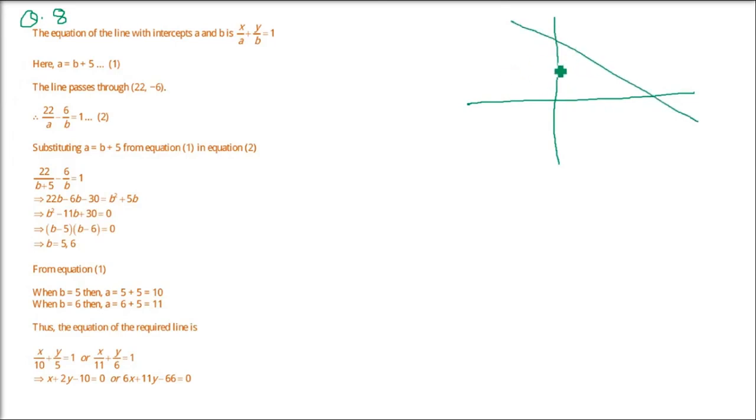So there is a line. I don't know where it is going, I'm just giving you an idea. Now here, x by a plus y by b equals 1 is the equation of the line with intercepts a and b. So if this is a and this is b, then a will be 5 greater than b. So if you subtract 5 from a, you'll get b. That is, the intercept on x-axis exceeds the intercept on y-axis by 5, so if you add 5 to b, then only you will get a. Or you can say that subtract 5 from a, you get b.